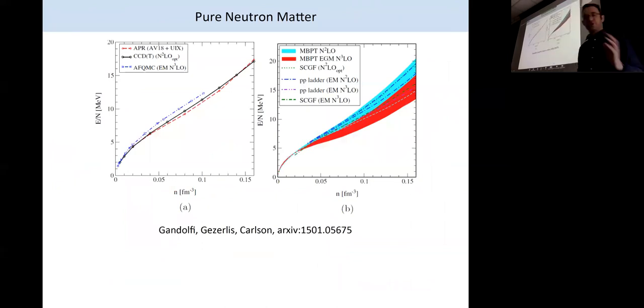But another source of constraints on the symmetry energy comes from the theory side. We can calculate pure neutron matter using microscopic effective theories. In recent years, a new class of models has emerged, chiral effective field theory models, which are models that obey the chiral symmetries of QCD.